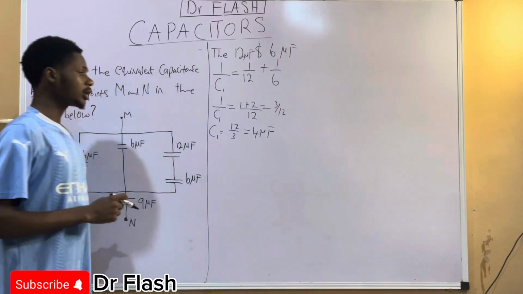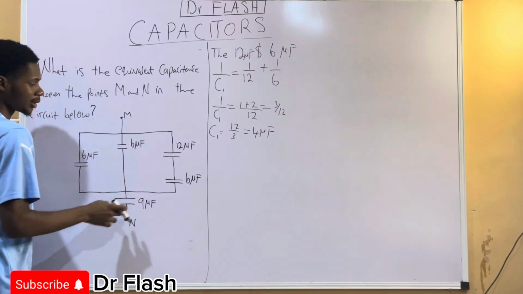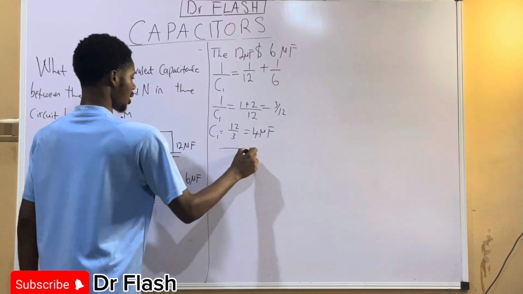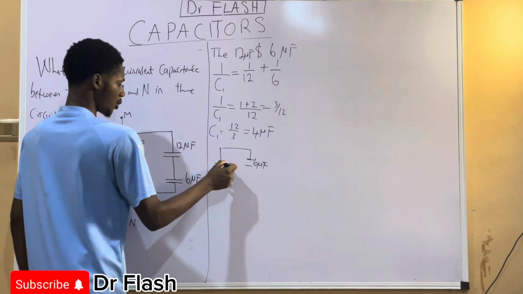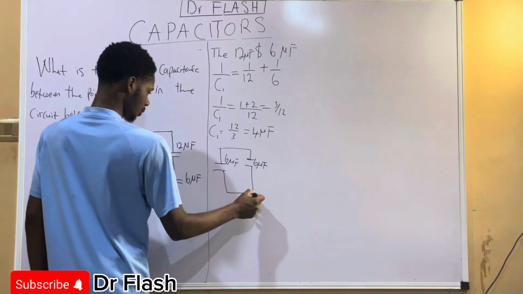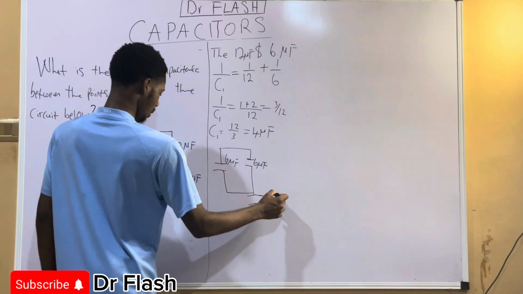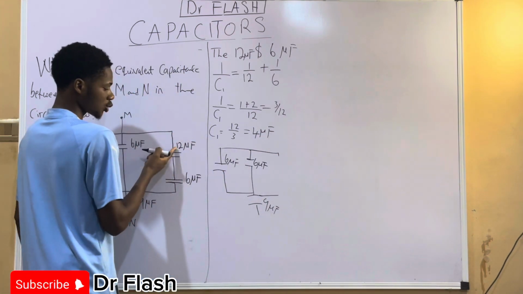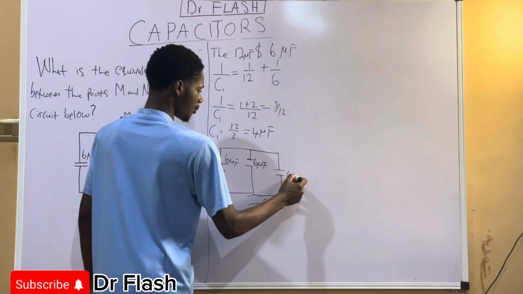Now, it doesn't just end there. We're going to carry that 4 microfarad and replace it in the diagram. I'm going to do a rough sketch of the new diagram. We have a 6 microfarad, and over here another 6 microfarad, and then a 9 microfarad. We've solved for the capacitors here: the 12 and 6 combined to give a 4 microfarad, so I'm going to draw a 4 microfarad.